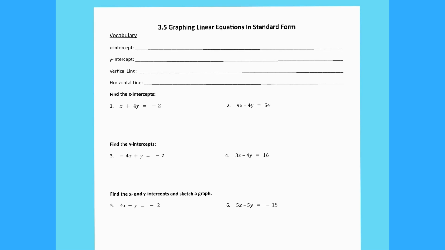We've already learned what x and y intercepts are in a previous lesson, so let's just review the key points that we need to remember that will help us in this new lesson. So if it's an x-intercept, the y value will always be 0. And then if it's a y-intercept, the x value will always equal 0.